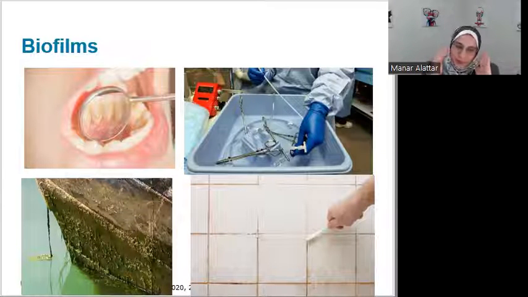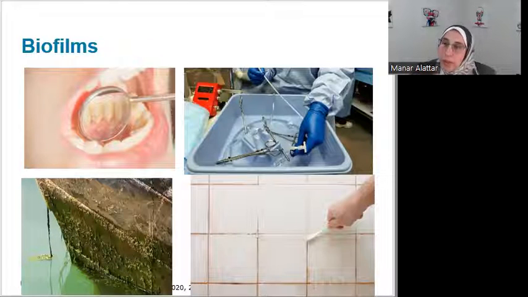So with that little bit of perspective, we're going to move into the next part of chapter 6 and talk about how we actually manipulate media in the lab so that we can grow specific types of microorganisms. And then we'll talk about microbial growth and the phases of microbial growth.